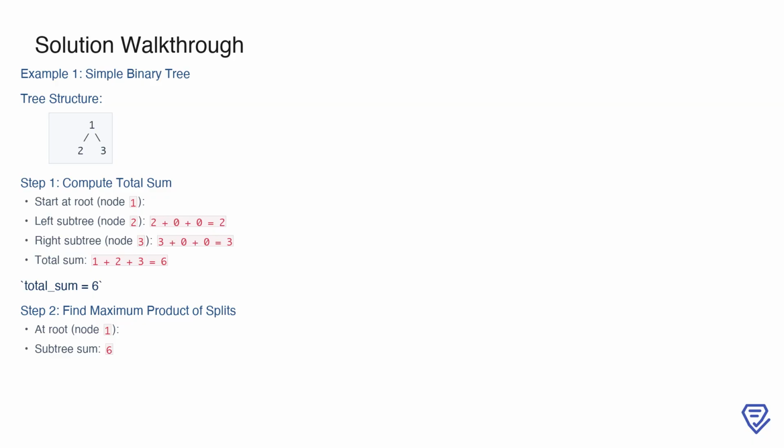To solve this problem, we start with a simple binary tree consisting of 3 nodes. The root node is 1, with left and right children 2 and 3, respectively. The first step is to compute the total sum of all node values in the tree. At the root node, we calculate the sum of its left subtree, which is just the value of node 2, and the sum of its right subtree, which is the value of node 3. Adding these values together with the root node's value gives us a total sum of 6 for the entire tree. This total sum will be essential for determining the maximum product of a split.